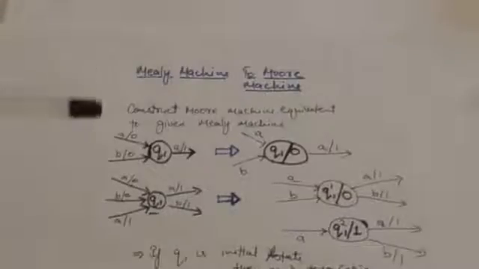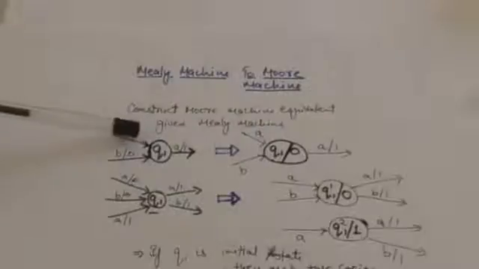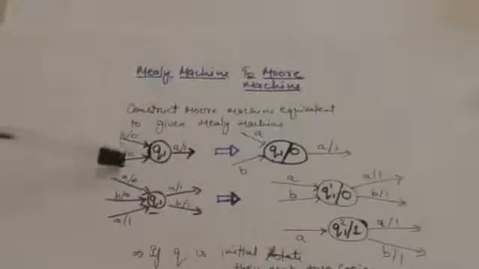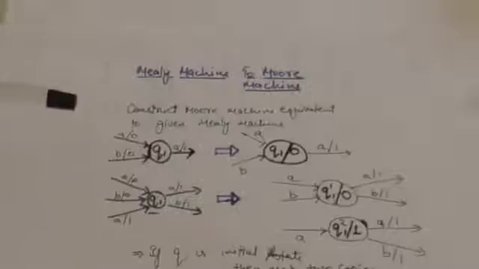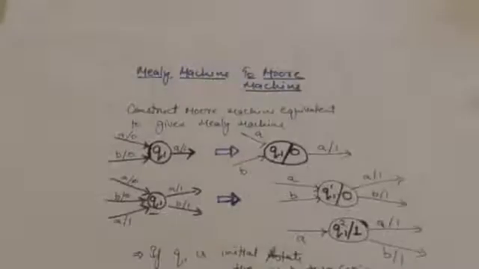Now look at this state Q1. It is a state of a Mealy machine. Here outputs are associated with transitions. They are labeled on edges. Now what we have to do is associate output with states if we want to transform into a state of a Moore machine. So what will I do?